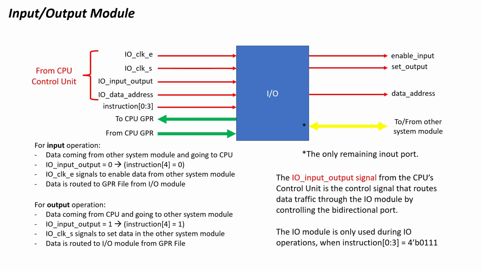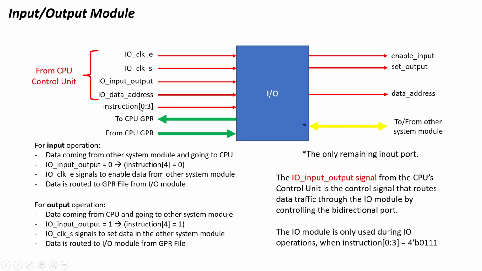And the signal that controls the routing of the data through the IO module, from the CPU out onto other system modules, or from another system module to the CPU, is the IO input output signal. IO clock E, IO clock S, and IO data and address are just the same signals coming out. They're just renamed.